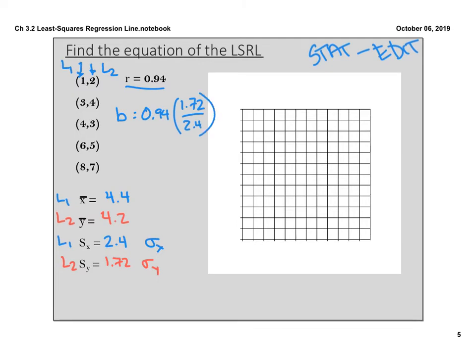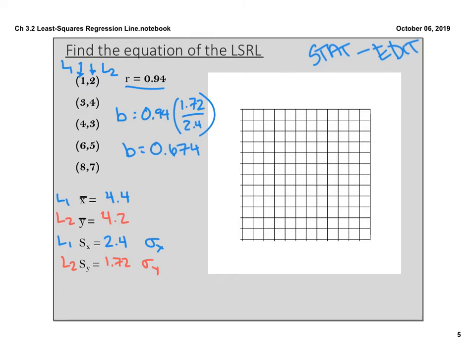So type that into your calculator. You've got 0.94 times, open a parenthesis, 1.72 divided by 2.4, and I end up with a slope of 0.674 roughly. So my B value is equal to 0.674. Then I need to also calculate the A value.